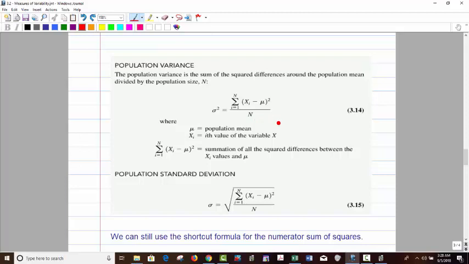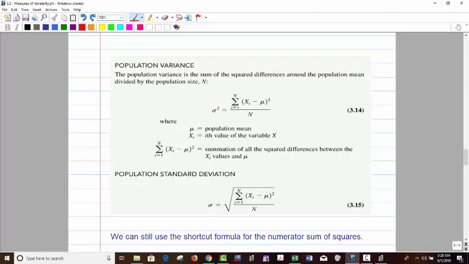You can use that same shortcut formula to get that sum of squares in the numerator, but you would divide your answer by n instead of n minus 1. And now we have the population standard deviation, which is just sigma without the square. That's how you know it's the variance, if it's got the square on the exponent. That's the easiest way to tell it's a variance right there. If it doesn't have the square, it'll be standard deviation.